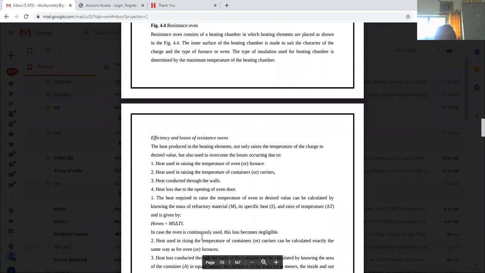What is the process here? According to the heating concept, the heat in the oven is H = m s Δt joules, where m is the mass of the refractory or material we are using, s is the specific heat, and Δt is the rise in temperature, the difference between the starting temperature and the ending temperature. Based on this, we find how much heat is produced in this indirect resistance heating case.